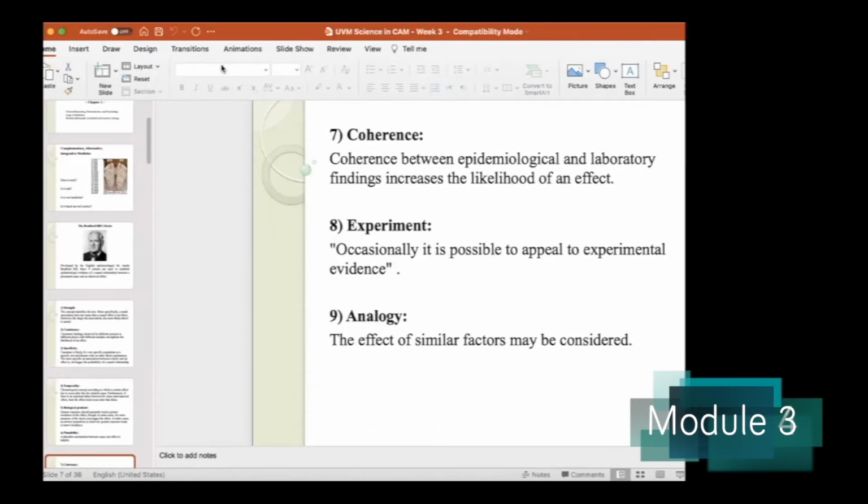Coherence, experiment, and analogy. Coherence between epidemiological and laboratory findings increases the likelihood of an effect. This is especially true where, in the best case scenario, you have all the right things in the lab. So you have your double-blind randomized control trial, and yet there's something that doesn't translate in the practice that you have with a specific group of patients. Okay, so the more coherent things are, the better the results. And this simply has to do with the fact that at some point you need to apply what you observe. So what you find in terms of the results of a pharmacological prescription done in a case control study is not fully valid until you have the chance to observe that in the general population.